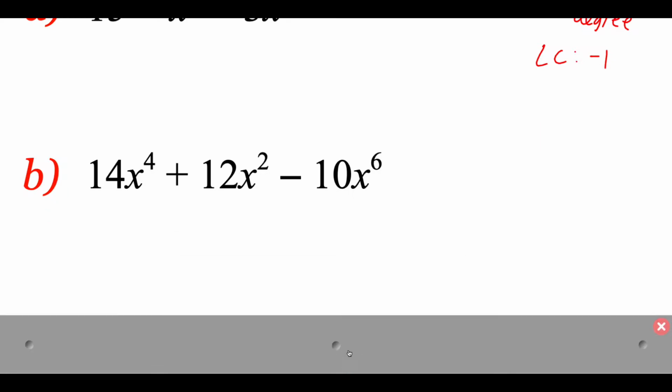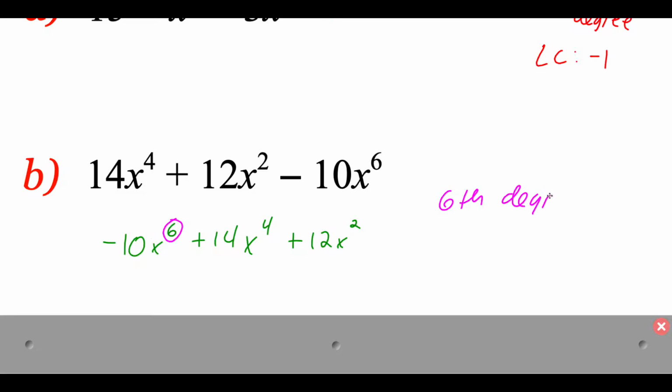Now we're going to do the same thing with this one. We're going to put it in power descending order, identify the degree, and identify the leading coefficient. So the biggest power I see is this sixth power. So I'm going to go negative 10x to the sixth. Then the next highest power is this x to the fourth. So plus 14x to the fourth. And then I see this x squared. So plus 12x squared. Looking at the highest power, that's the 6. So this is a sixth degree polynomial. And then as far as the leading coefficient, the number in front of the highest powered x, we've got negative 10.